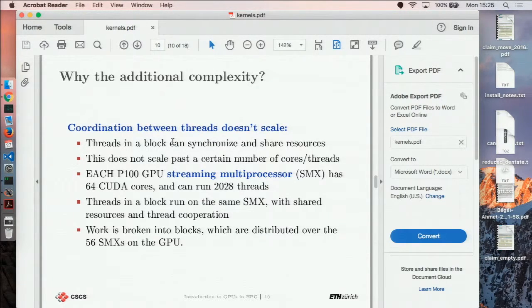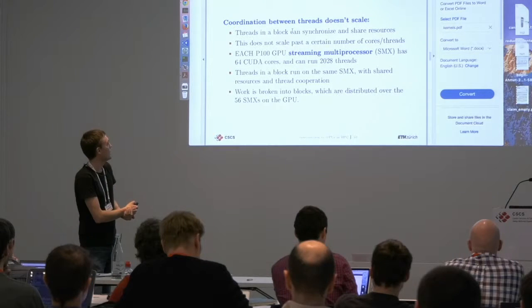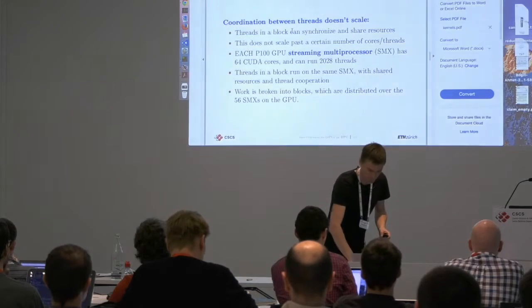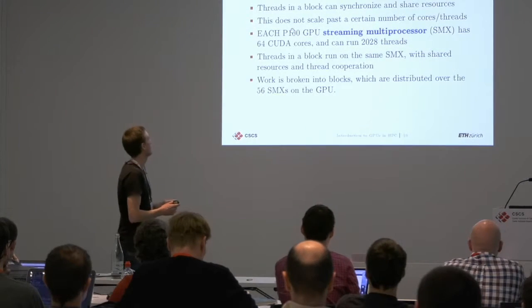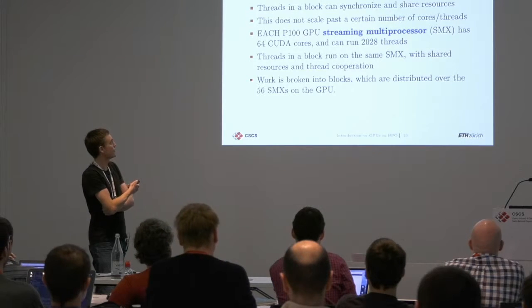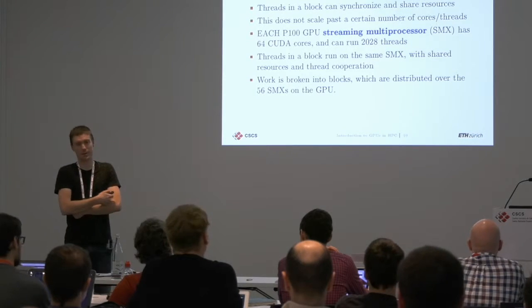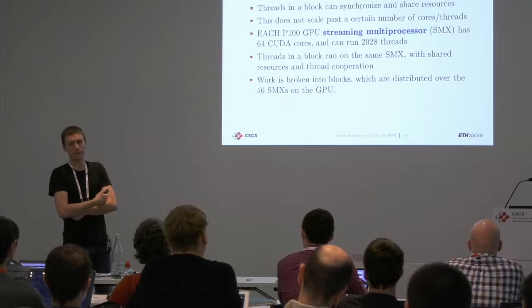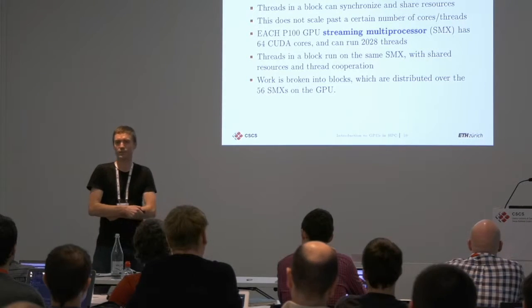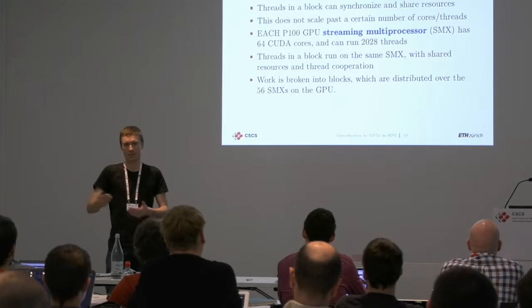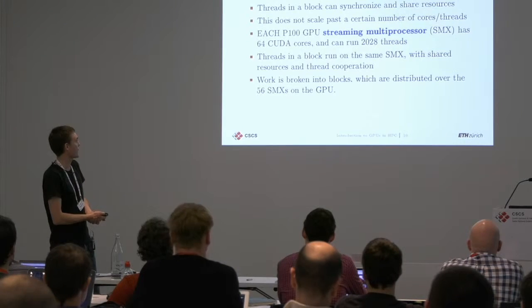Let's say a bunch of threads in a thread block do some work together, and then they all have to stop and synchronize and make sure that they wait for everybody else to finish before proceeding to the next step. So we do need some sort of synchronization and sharing of resources. And unfortunately, this sort of synchronization doesn't scale past a certain number of cores or threads. So you can do synchronization for 32 threads, or 64, or 1024, but at a certain point, the overheads associated with synchronization and getting threads to work together become too great.